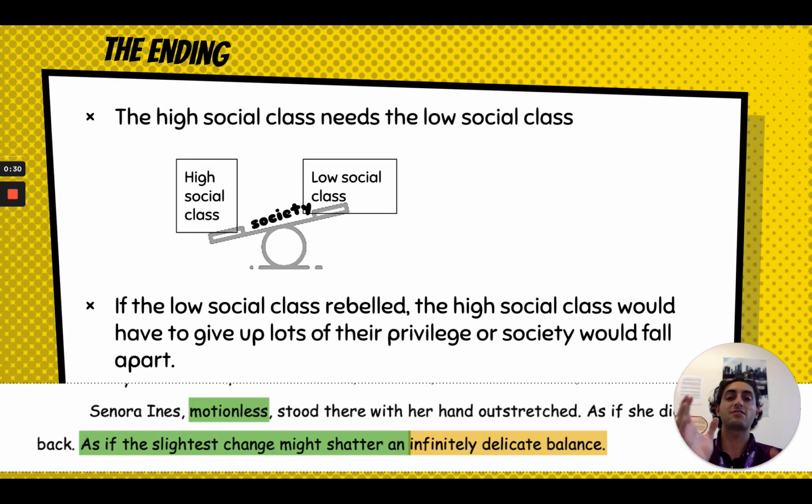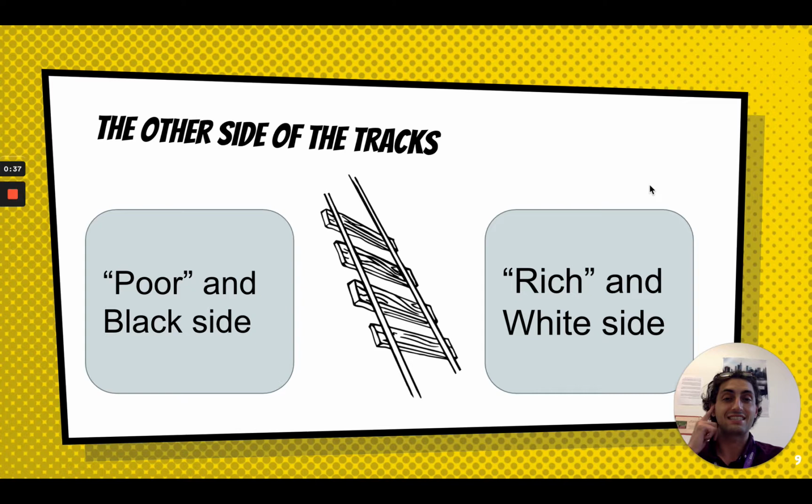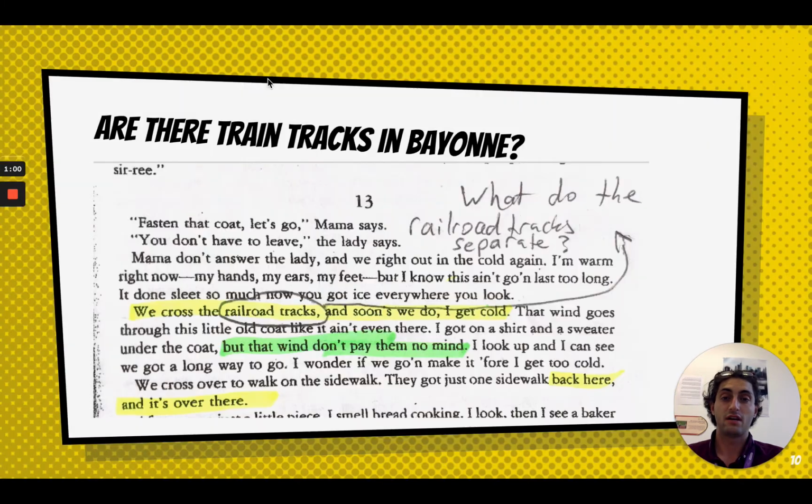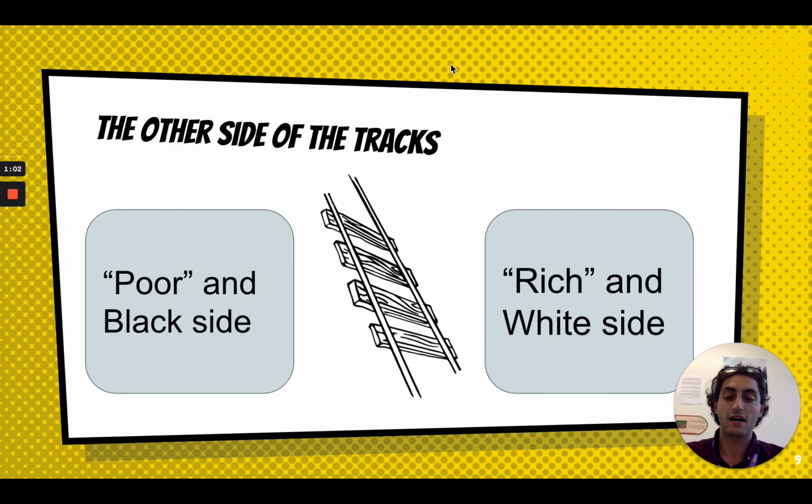So just like there's this divide or this balance between high social class and low social class, there's often in cities a divide between the side that is poor and Black and often lower social class and the side that is rich and white and higher social class. And we see this all throughout literature in many different books and stories and movies. And that's because we actually see it in real life. And so I'm going to go ahead and show you.